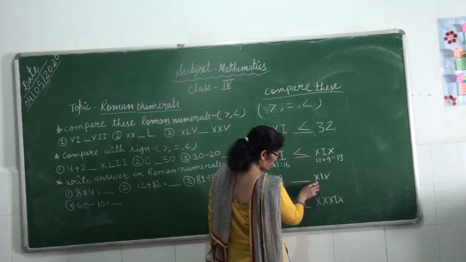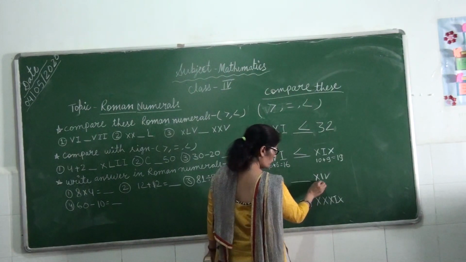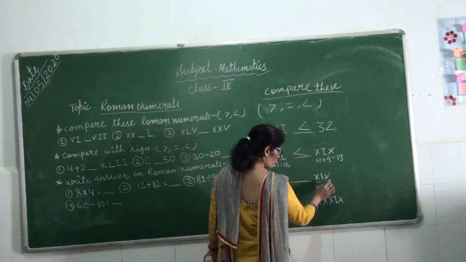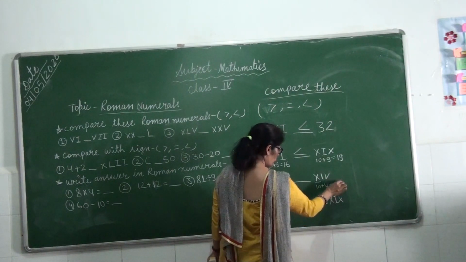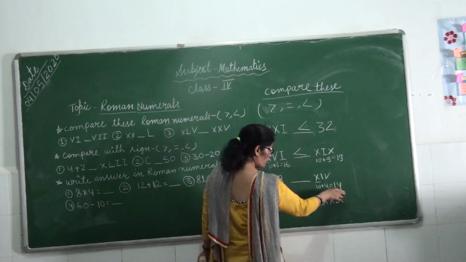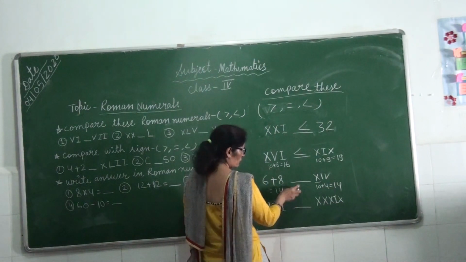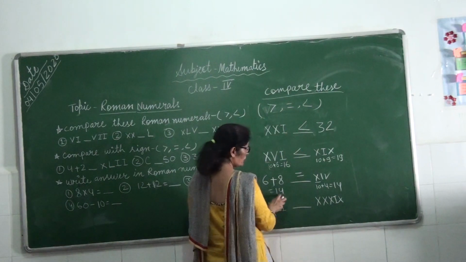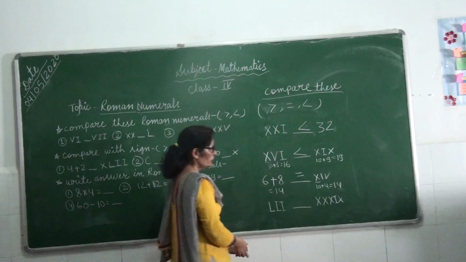Now 10, this is X for 10 plus 4. This number is 4. It is also 14. Both side the number is 14. दोनों तरफ नंबर कौन सा है 14. Then we will use the sign of equal. 14 is equal to 14.